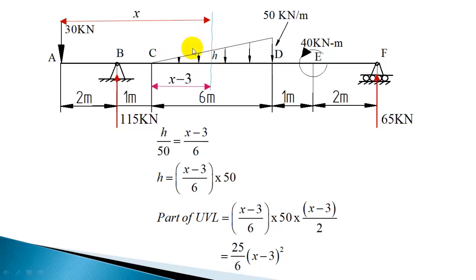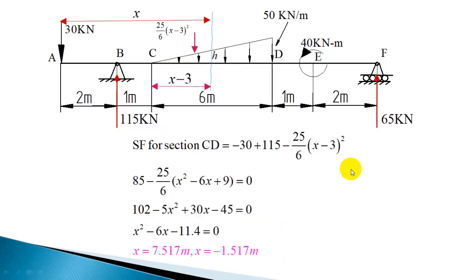That load is acting downward. So when you take a section, there are 3 loads: minus 30, plus 115, and this part of the load which is minus 25 by 6 into (x minus 3) square. That is going to be the shear force equation for this section. So let us write that down. The shear force for the section CD, anywhere in the section CD, you can use this equation.